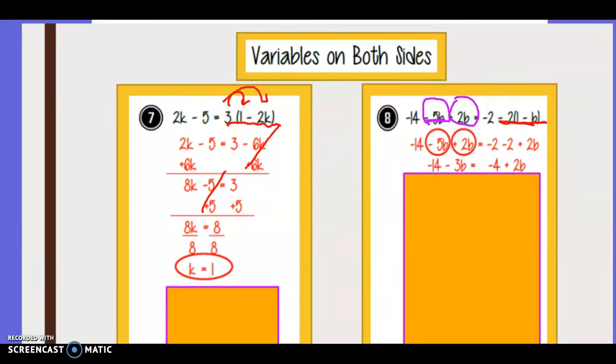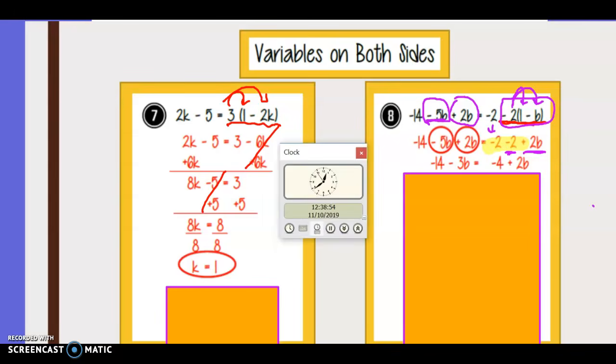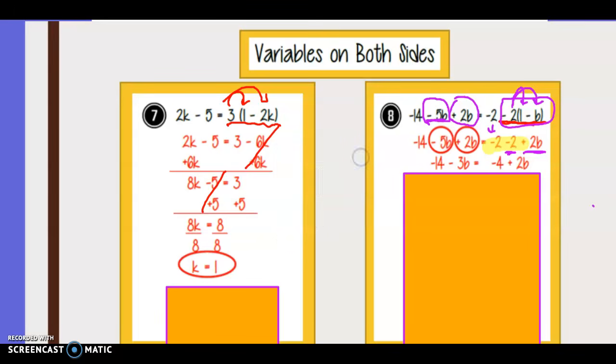And when you distribute this part, whoops, chose the wrong tool here. This part right here, you would bring this negative 2 down and take negative 2 times 1 and negative 2 times negative b. Negative 2 times 1 is negative 2, and negative 2 times negative b is positive 2b. Then you have like terms to combine. Here on the right side you have the numbers, negative 2 minus 2. That gives you the negative 4. Whew, that was a lot of work just to sketch through the combining like terms and the distributing.